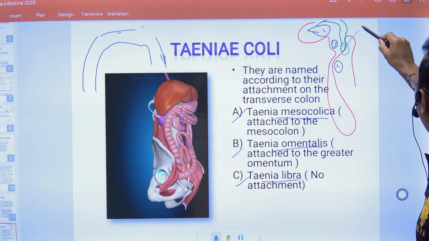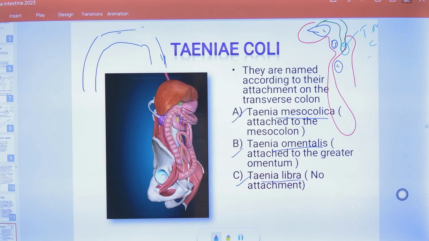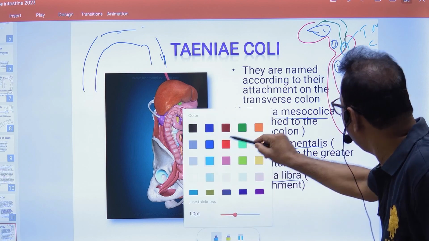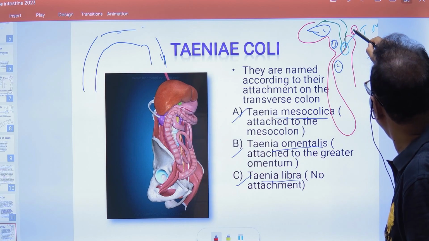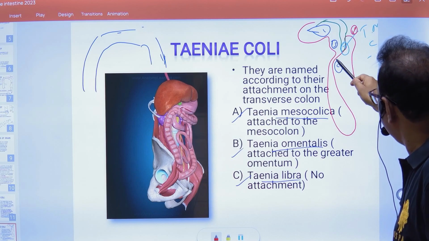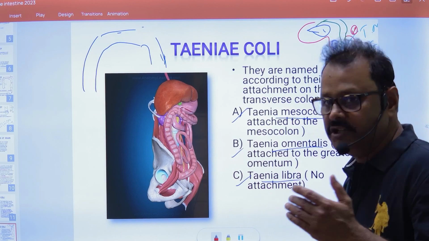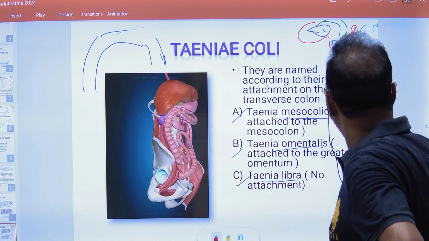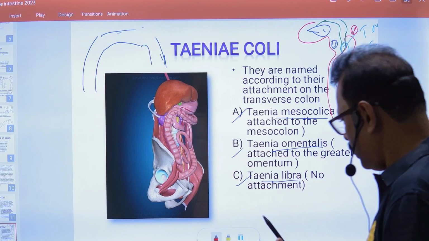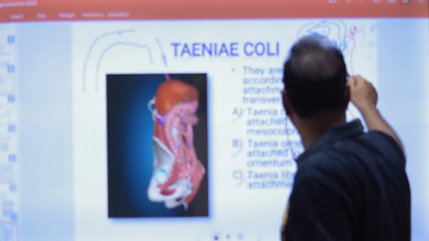This layer forms the transverse mesocolon, and here we have got the pancreas. This is the pancreas. The transverse mesocolon is attached to the posterior part of the transverse colon, and the body and the apex of the pancreas.